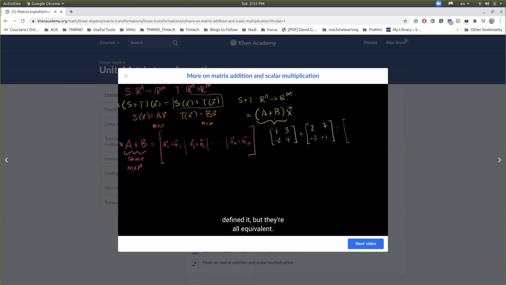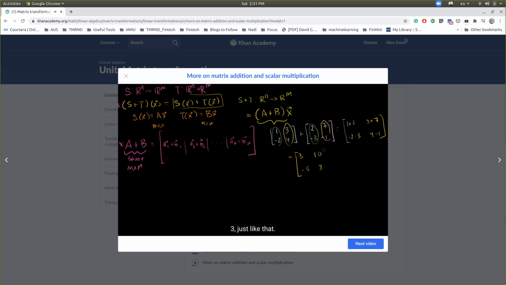So the first column in this matrix right here is going to be this column plus this column. So it's going to be 1 plus 2, and then minus 2 minus 3. And then the second column, that one right there, is going to be 3 plus 7, and then 4 minus 1. And so this will be equal to 3, 10, minus 5, and 3.